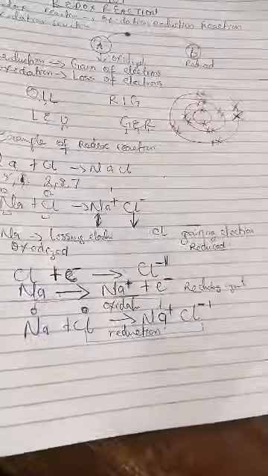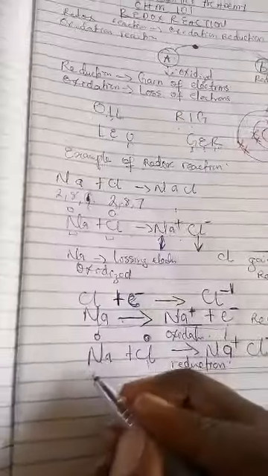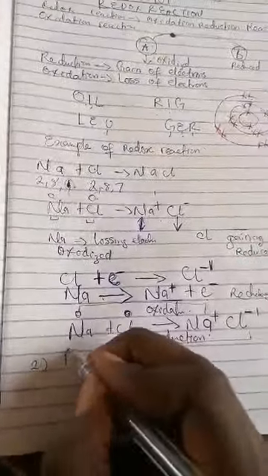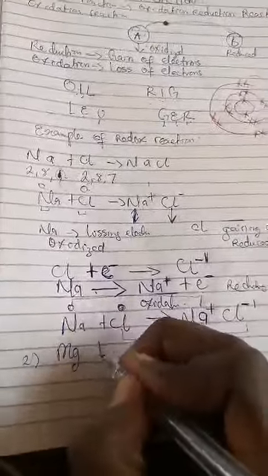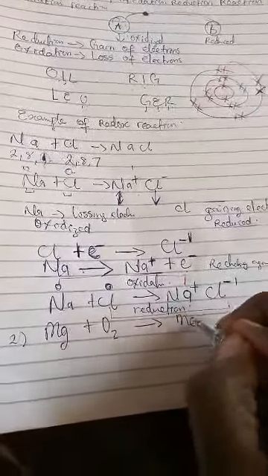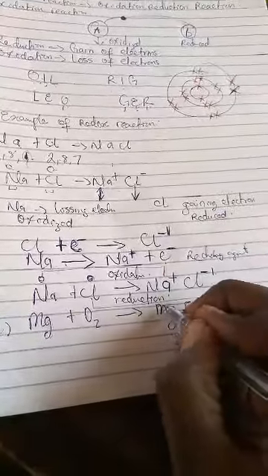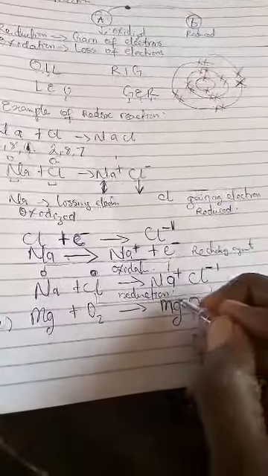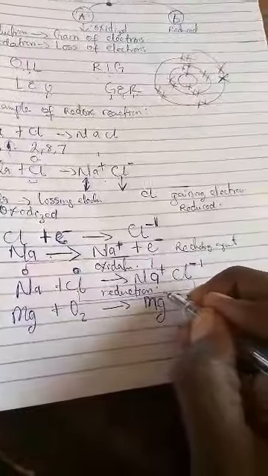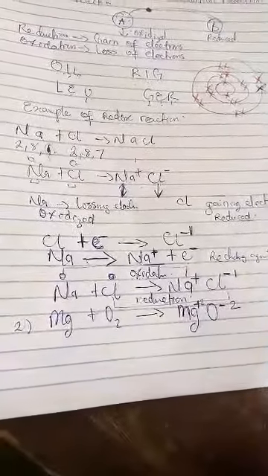Now let us move to the next example. Magnesium plus oxygen gas gives us magnesium oxide. So the oxidation number of magnesium here is being increased to 2, while the oxidation number of oxygen is being decreased to -2.